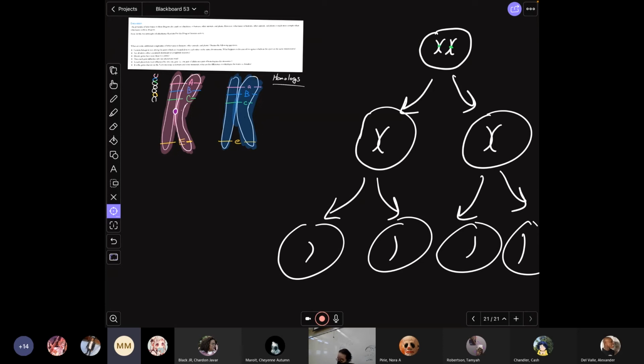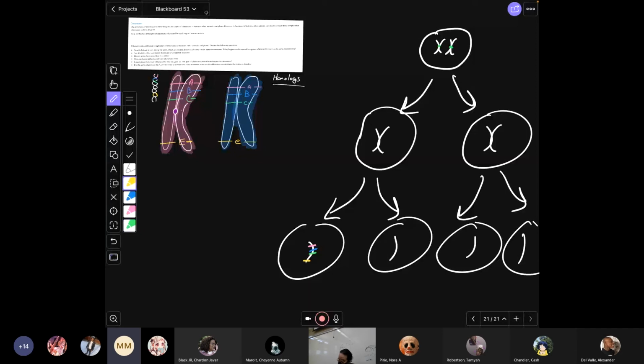So the independent assortment idea is that each one of these 4 is going to have a different combination. These chromatids will go wherever they go. But you'll notice because these are all on the same chromosome, these are always going to stay the same. They're always going to stick together. They're going to move together. Does that make sense? Because they're on the same chromosome.